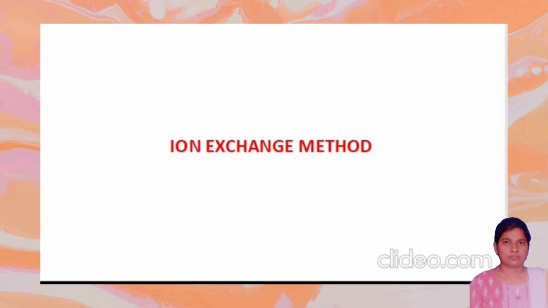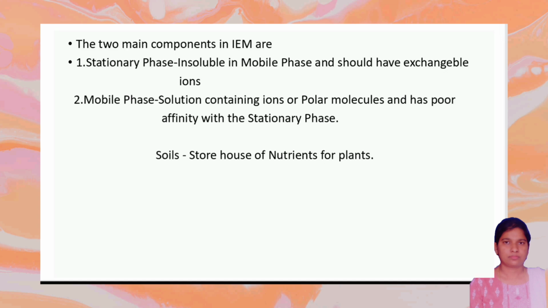Ion exchange method. The two main components in ion exchange method are stationary phase and mobile phase. The stationary phase is an ion exchanger and the mobile phase is a solution containing ions or polar molecules. The stationary phase is insoluble in mobile phase and is capable of exchanging ions of mobile phase. The mobile phase should have weak affinity for stationary phase. In nature, we can observe this ion exchange process. Soils have the ability of exchanging cations and anions, thereby hold the nutrients required for plants and act as storehouse of nutrients for plants.